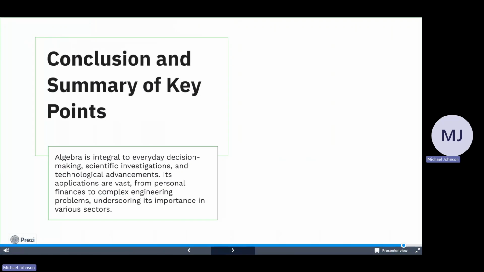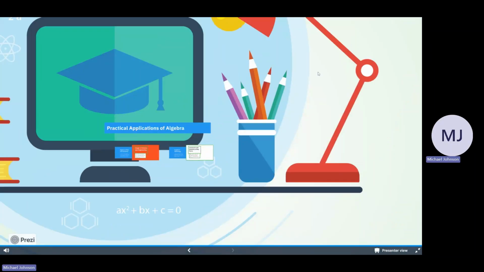Algebra is integral to everyday decision-making, scientific investigations, and technological advancements. Its applications are vast, from personal finances to complex engineering problems, underscoring its importance in various sectors.